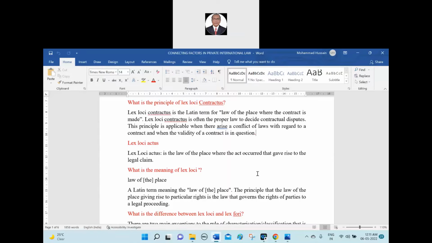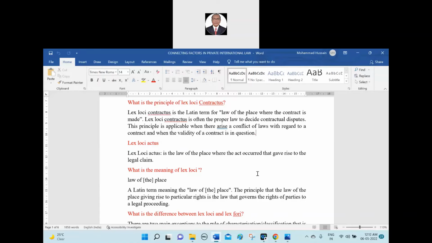Then what is the meaning of lex loci? The law of the place. Suppose if you file a case in Tanzania, we say lex fori, but if any cause of action arose in another place, we can say lex loci. The law of the place, a Latin term, means the principle that the law of the place giving rise to a particular right governs the right of the parties to the legal proceeding.